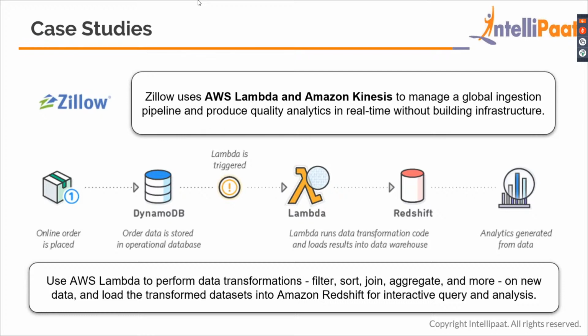Now coming to the diagram, an order is placed. Let's say I'm buying a bottle. Once I buy a bottle, once the order is placed, that data will be stored in a database. Let's say that is DynamoDB. Zillow is using DynamoDB, so order data is stored in the operational database. Once that data is stored in DynamoDB, in Lambda you have options to set up triggers. Let's say our trigger is that whenever data is getting into DynamoDB, Lambda should be triggered. Once it is triggered, the code in Lambda will run.